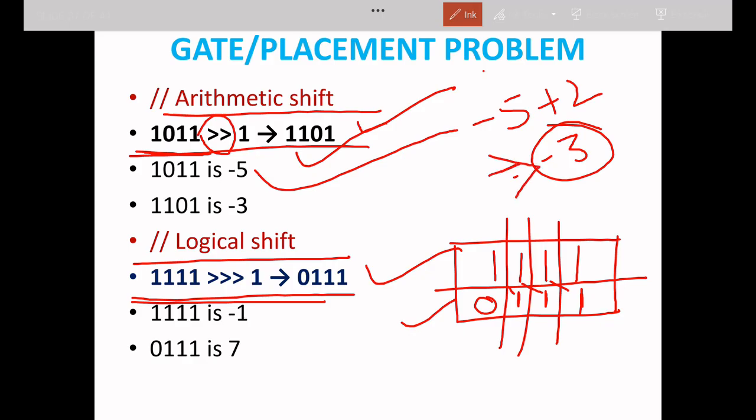Right means you are shifting by one position. Something is here. Suppose you are shifting something from here to here. So 1, 2 is increasing. Okay, 1, 2 is increasing. This is a shortcut method.